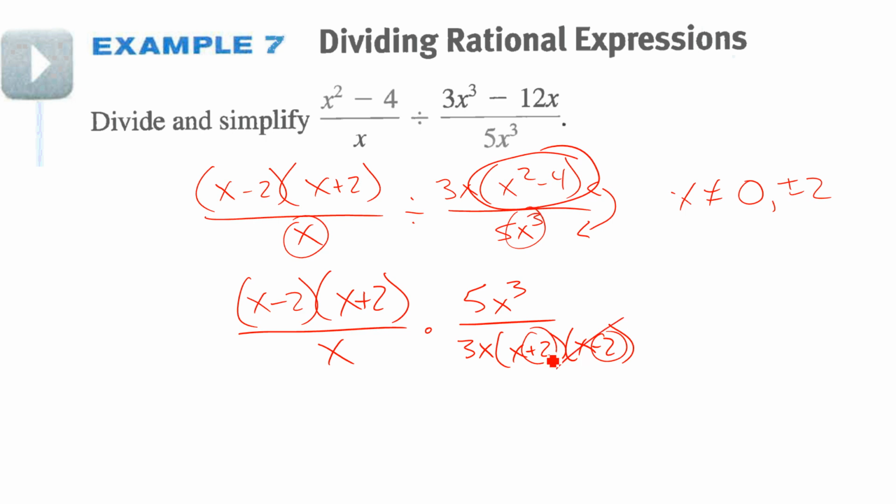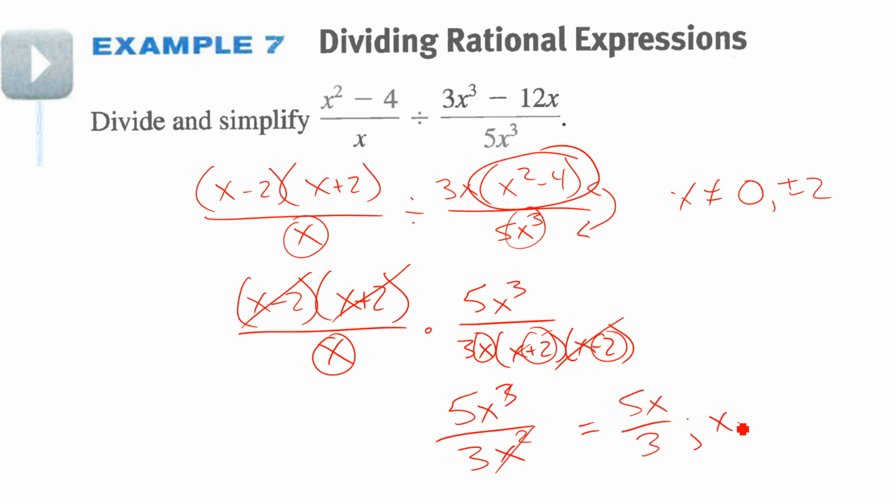I see a minus 2. I see a plus 2. And then we have 5x cubed over 3x squared. That can be reduced as well, and you're ending up with 5x over 3. X cannot equal 0 or plus or minus 2.